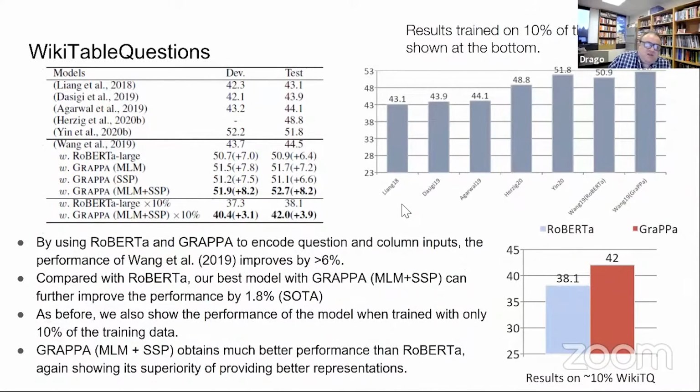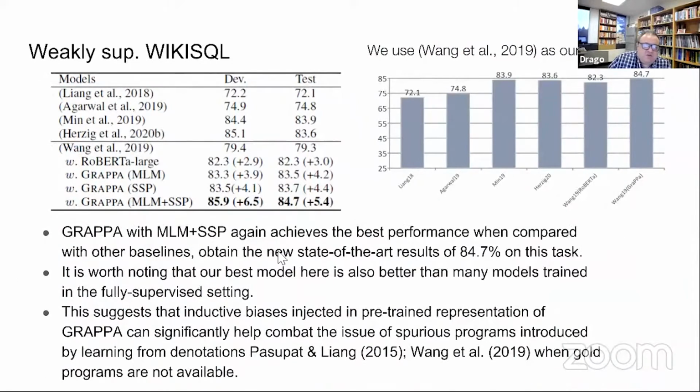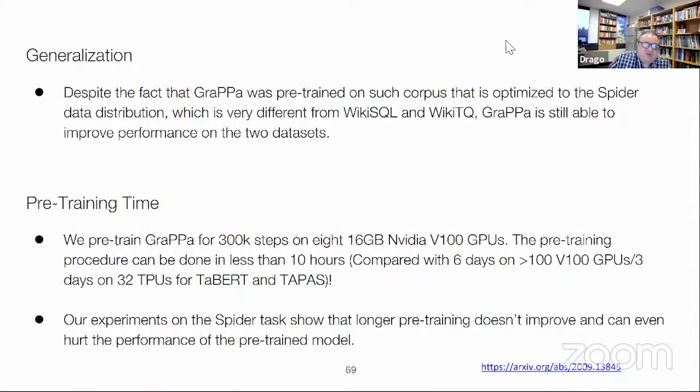Then the next dataset that we evaluated on is called WikiTableQuestions. And again, here we have a nice improvement in performance on the order of 8 percentage points for the combined pre-training objective. And also on the smaller dataset, we have a reasonable 3 to 4% improvement. Now, the third dataset is weakly supervised SQL. And as you can see here, we have an even more substantial improvement with the two pre-training objectives. We get 6.58, 5.4 percentage improvement using Wang et al. 2019 as the baseline.